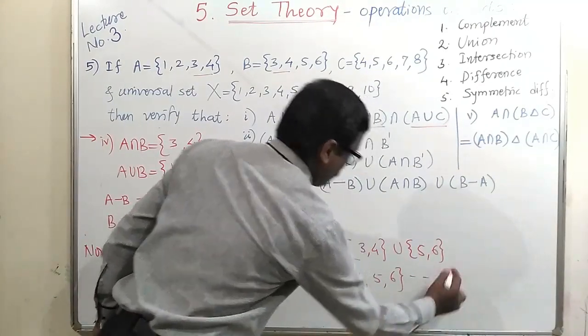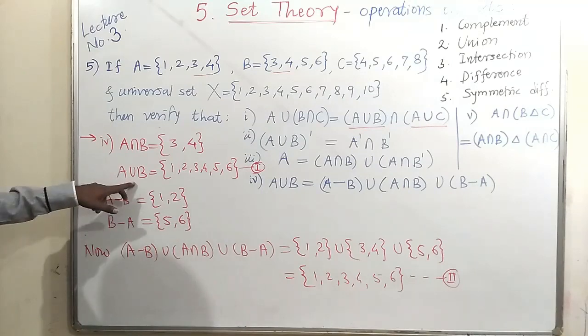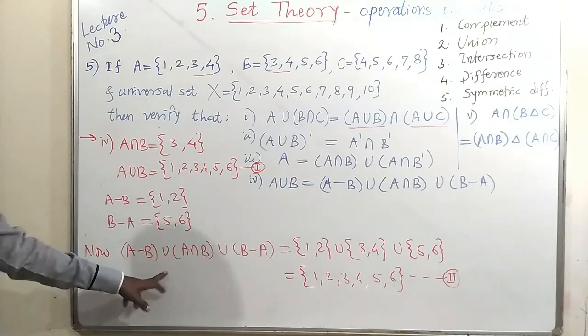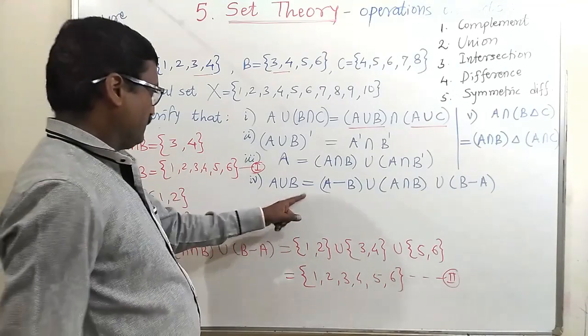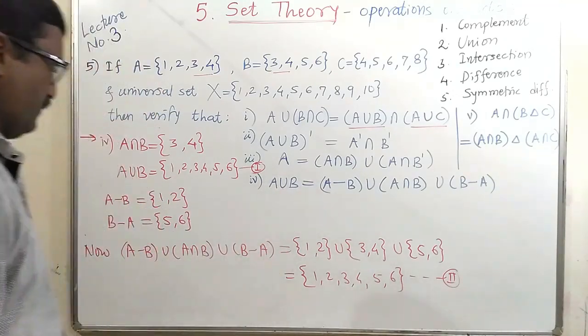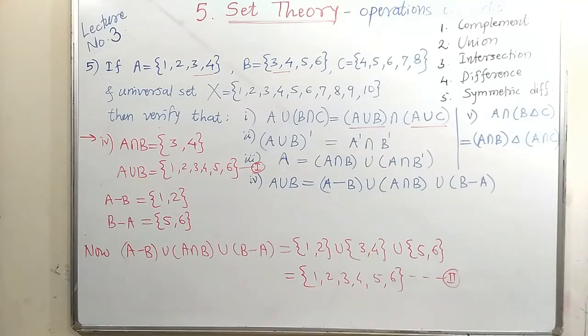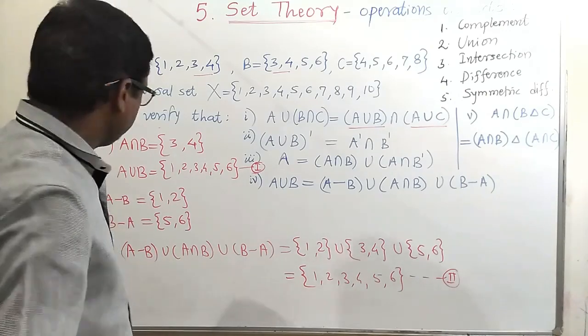So from first and second, we can see that A union B is nothing but the A difference B union A intersection B union B difference A. That is our required fourth result. Now let us see the result number 5.